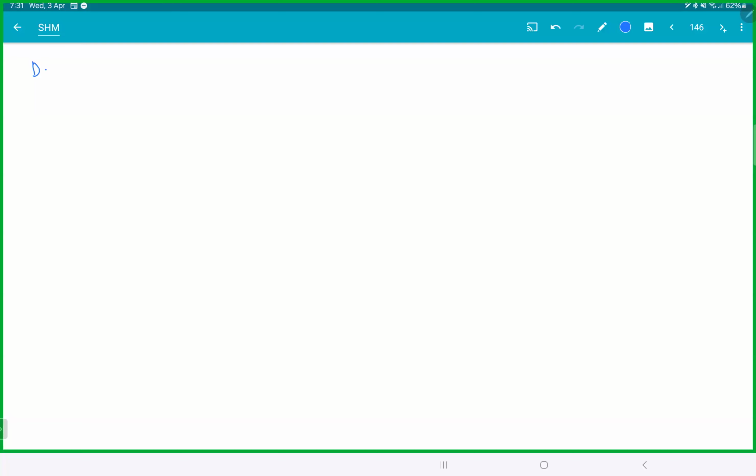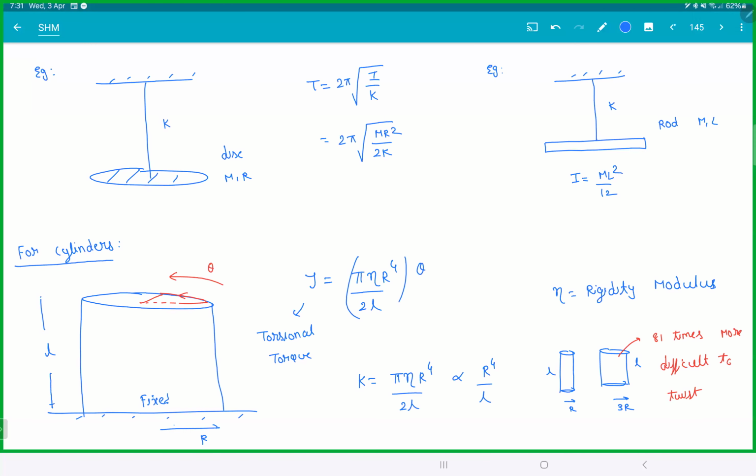Finish your previous page. All right. Previous page. Previous page here. Yes. Done.